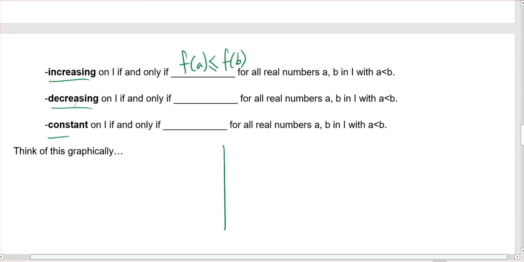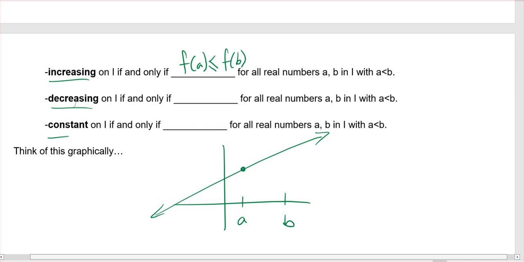Let's draw a picture maybe a little better. So here, this is increasing. Here's A, here's B. This point right here and this point right here have y coordinates f of A and f of B, right? So we're increasing whenever some number is less than another one, their function values also have to have that relationship.